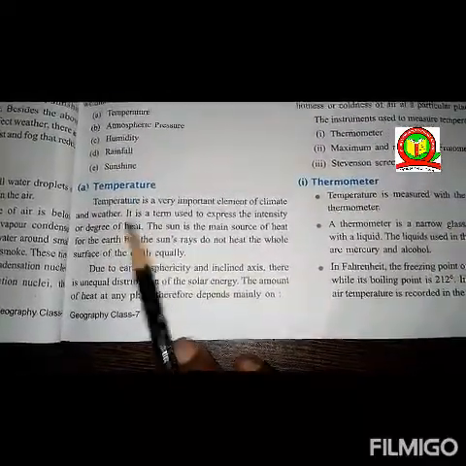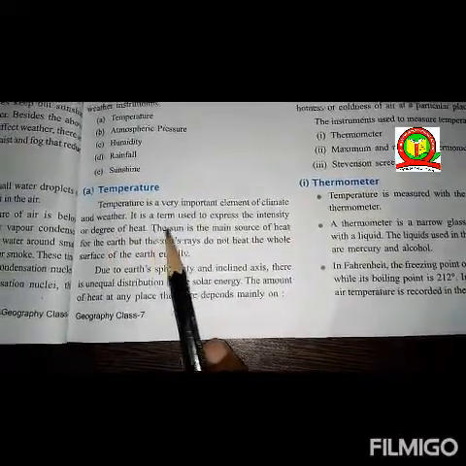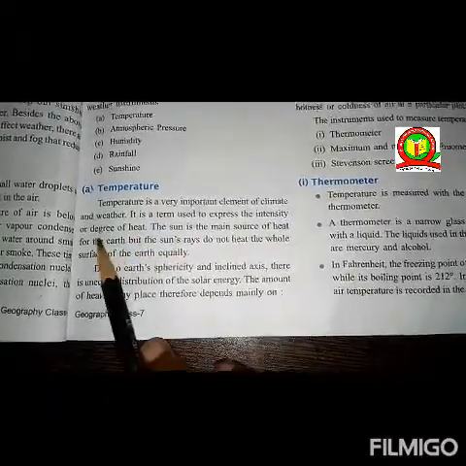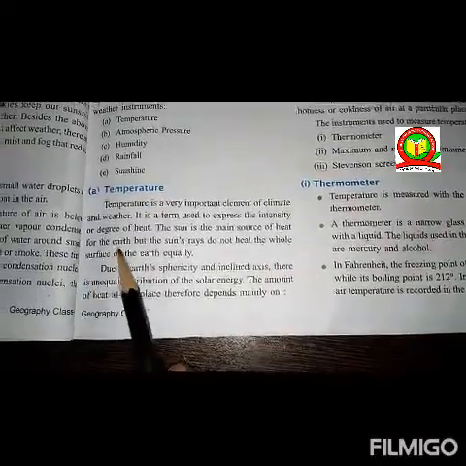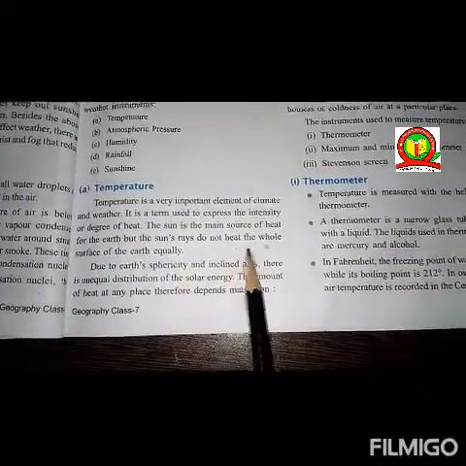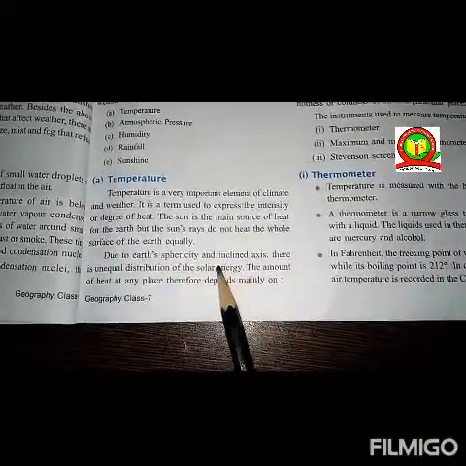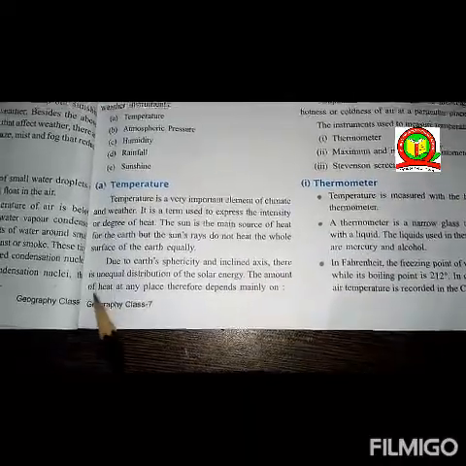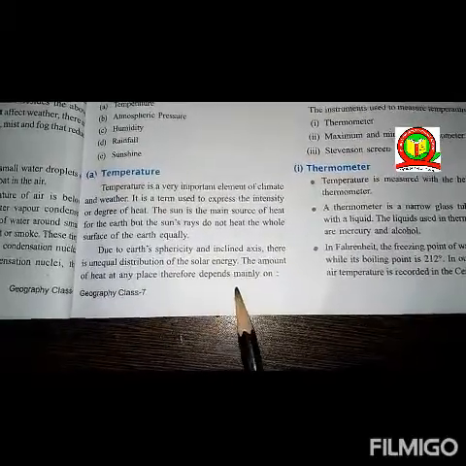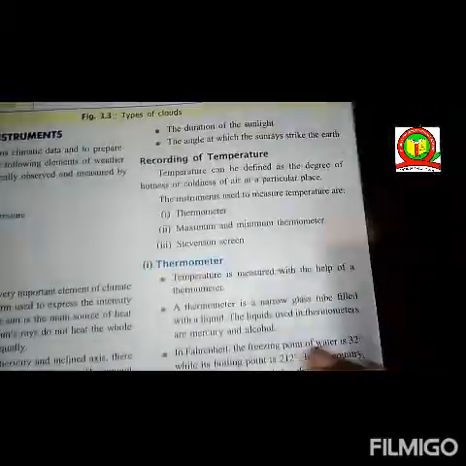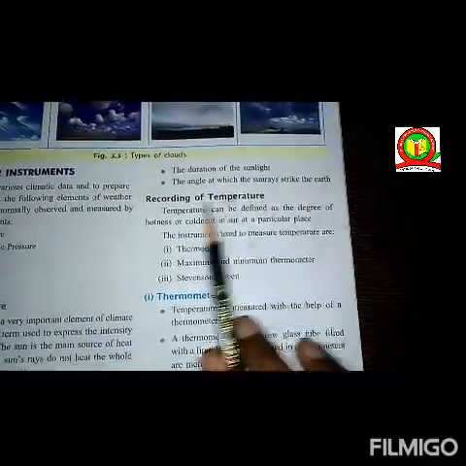The first one is temperature. Temperature is a very important element of climate and weather. It is a term used to express the intensity or degree of heat. The sun is the main source of heat for the earth, but the sun's rays do not heat the whole surface of the earth equally. Due to the earth's sphericity and inclined axis, there is unequal distribution of solar energy. The amount of heat at any place therefore depends mainly on the duration of the sunlight and the angle at which the sun rays strike the earth.